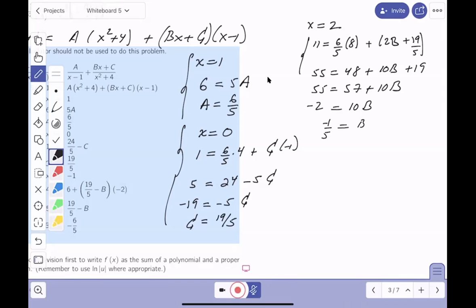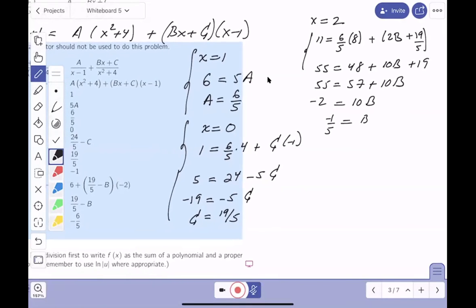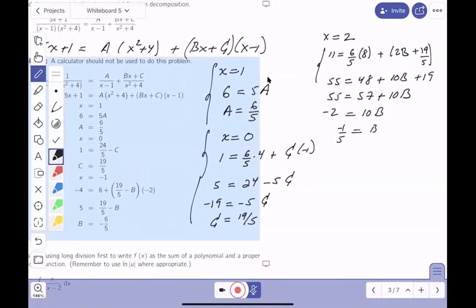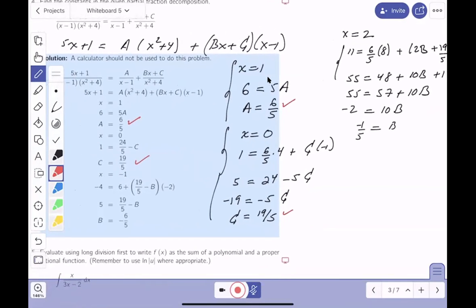So I'm not saying it's the right answer. I'm just saying I think I could write down, did I make a mistake somewhere? Because it's saying a different answer over here. Let's see if I got this right. A is 6/5. And I got c is 19/5. And I got a wrong answer on b. And let's see where that went wrong. It went wrong somewhere, right?